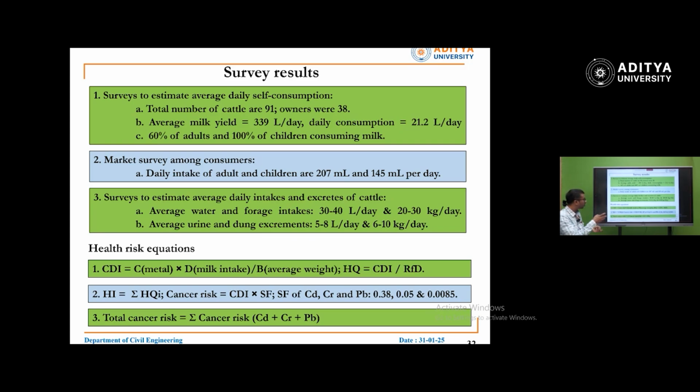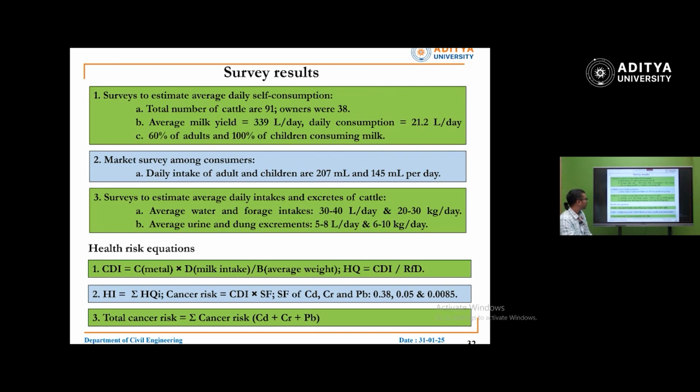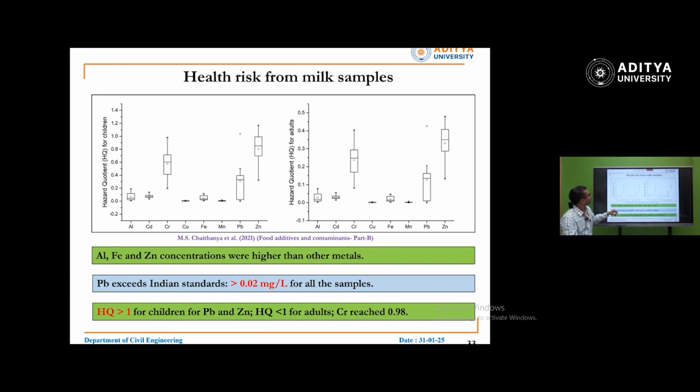CDI is chronic daily intake. That means what is the maximum level you can take of that metal contaminated product without compromising your health. This is the hazard index, and slope factor means that, based on the metal toxicity, there is a separate slope factor, and this is how you identify the cancer risk. Cancer risk is the total of cadmium, chromium and lead, because all three metals are carcinogenic in nature. So this is the published data from our paper, health risk from the milk samples.